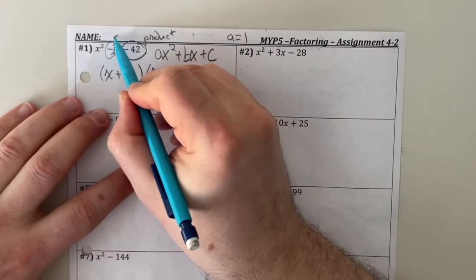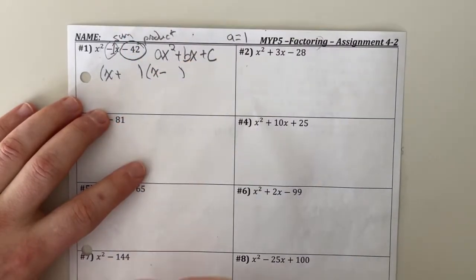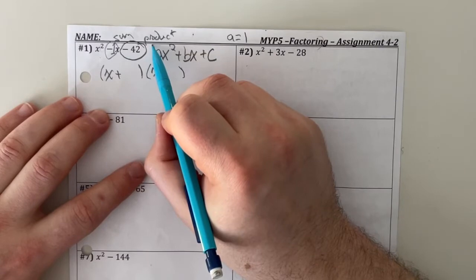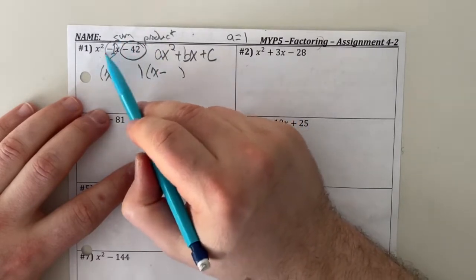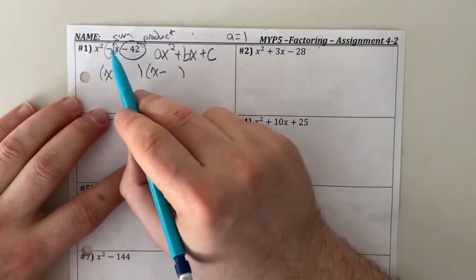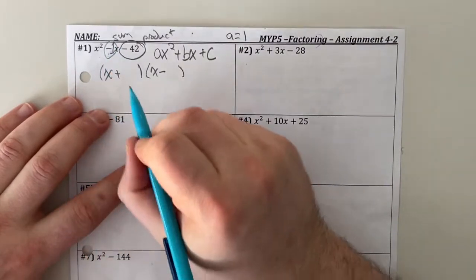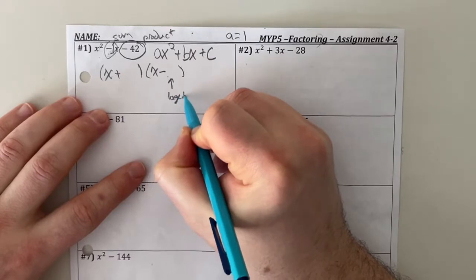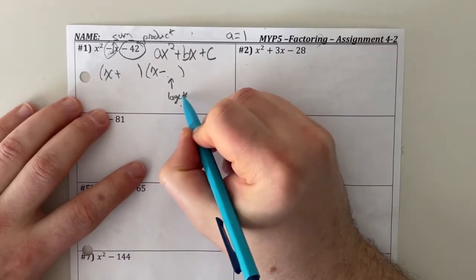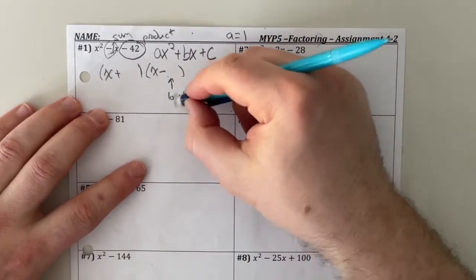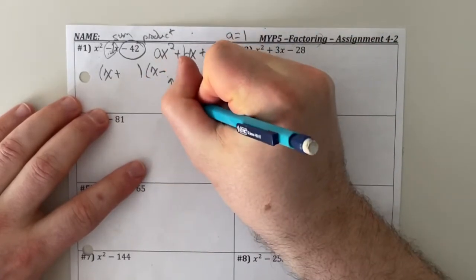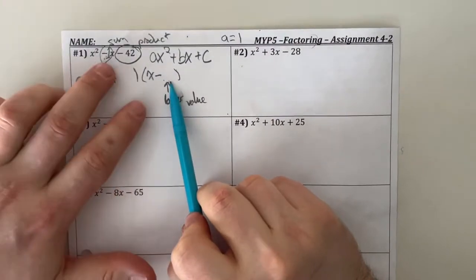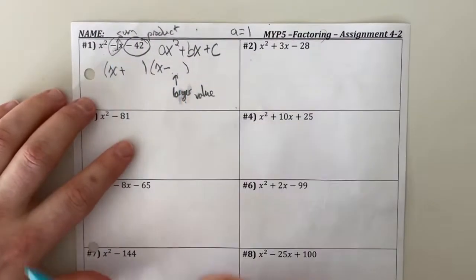sum? So my sum is going to be negative 1, which means I need to figure out what 2 numbers multiply together to be 42 and add together to be negative 1. Since my sum is negative 1, the larger value has to go here. So larger value goes by the negative since our sum is negative.